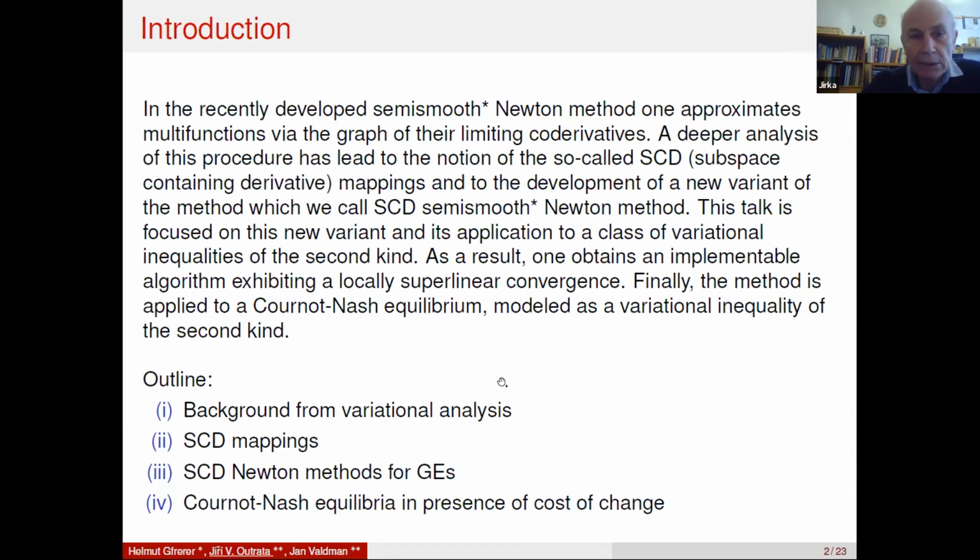This is the background, this is the outline of my talk. After a short background from variational analysis, I will discuss these special mappings, which we call SCD. This is an acronym for subspace containing derivatives. And then I will explain in detail the new variant of the SCD Newton method. And finally, if I have time, I would like to describe also a test problem which has a certain economic background.